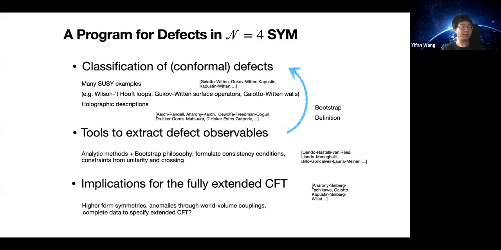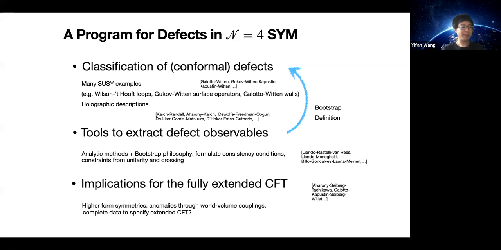So one can imagine some general program for studying defects in N=4 super Yang-Mills, and this goes as follows. First of all, we would like to have some classification of defects, or rather universality classes of conformal defects in N=4 super Yang-Mills.